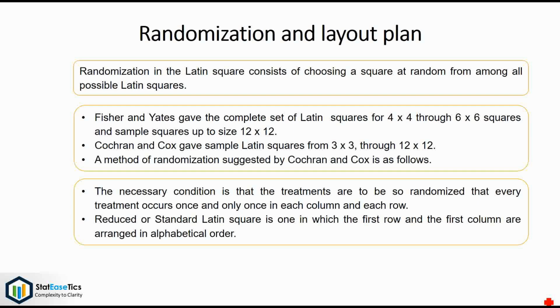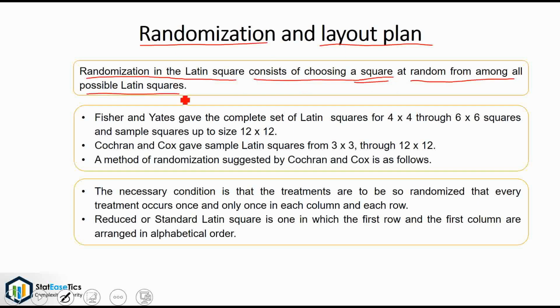Now, let's discuss randomization and layout plan of LSD. Randomization in Latin square consists of choosing a square at random from among all possible Latin squares. Fisher and Yates gave the complete set of Latin squares for 4 cross 4 through 6 cross 6 squares and sample squares up to size 12 cross 12. Cochran and Cox gave sample Latin squares from 3 cross 3 through 12 cross 12.